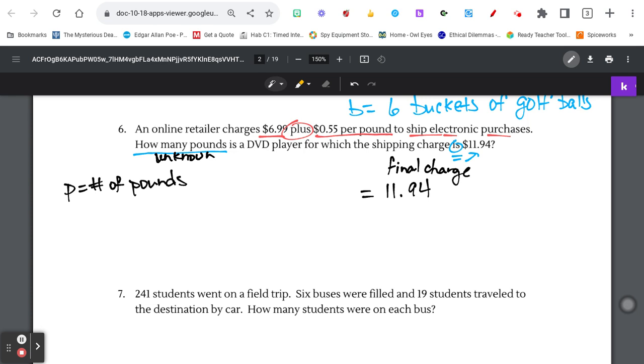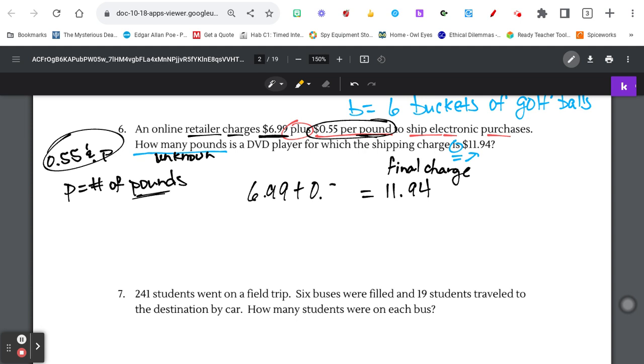So let's talk about how we got to $11.94. Well, we started off with having to pay $6.99 for a retail charge. It's an online retail charge, and then it says 55 cents per pound. Well, this is referring to pounds, and this is referring to pounds. So I can tell you that 55 cents and P go together. So if it was 1 pound, he paid 55 cents once. 2 pounds, he paid 55 cents twice. P pounds, he paid 55 cents P times. Okay, so that's going to be $6.99 plus 55 cents P times. That got you to $11.94. So now all we have to do is subtract $6.99 from both sides because now we have a basic two-step equation.